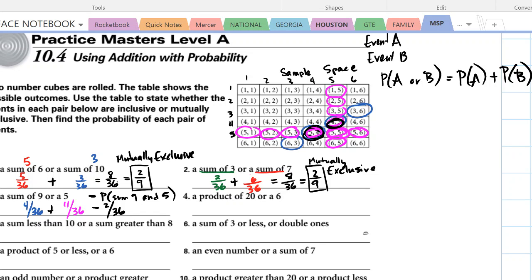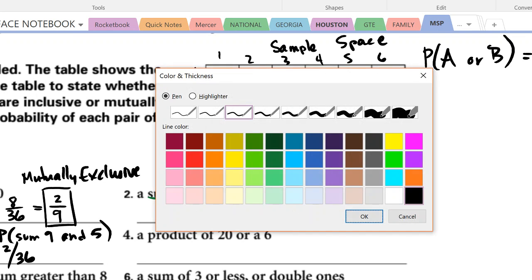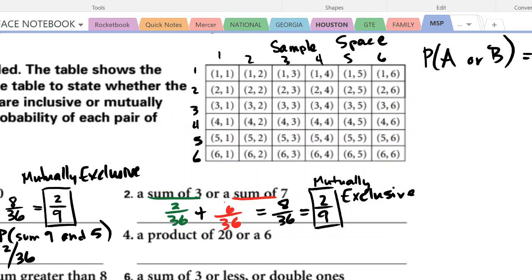And so I'm going to show you quickly an easier way to look at this rather than that formula, which is just a little bit heinous. All right, so the first thing I'm going to do is get a highlighter, and I'm going to do a product of 20. That means two numbers multiplied to give me 20, and 1 times 20 wouldn't be in this sample space.